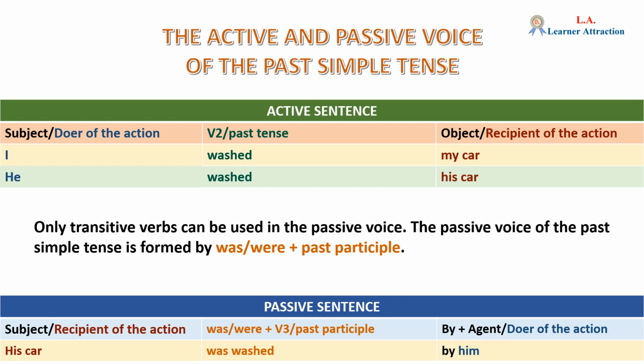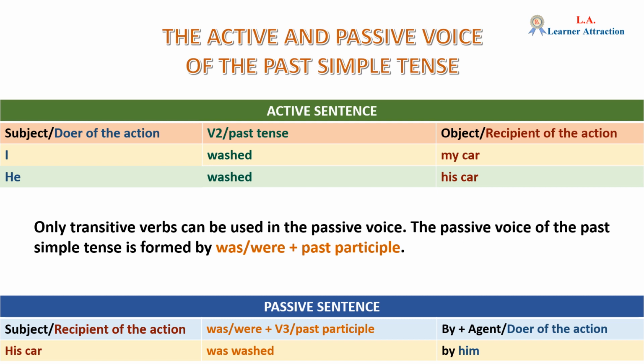The subject, or the doer of the action: he. Verb 2, or the past tense: washed. The object, or the recipient of the action: his car. He washed his car.